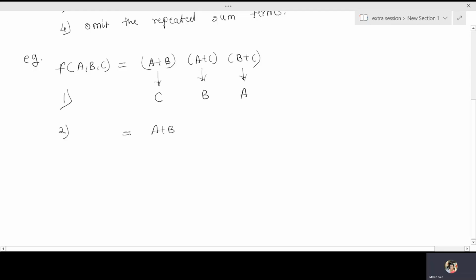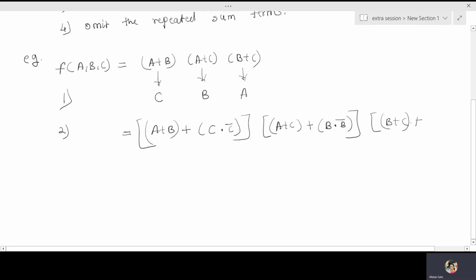A + B is ORed together with the term C and C complement. Similarly, the second term A + C is ORed together with the term formed by the missing literal B and its complement, AND operation. The third term is formed as B + C plus A and A bar, AND.